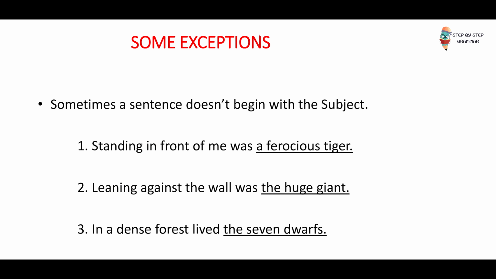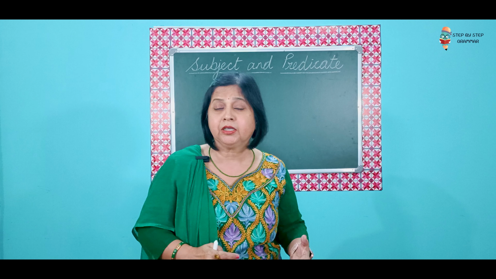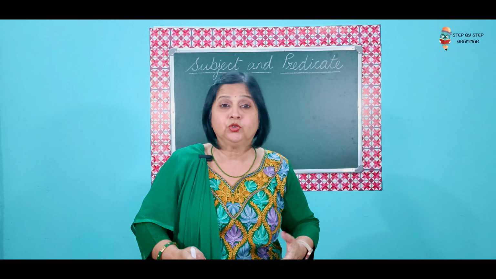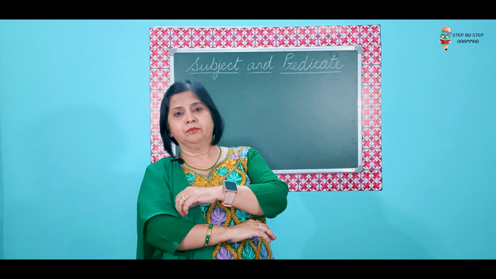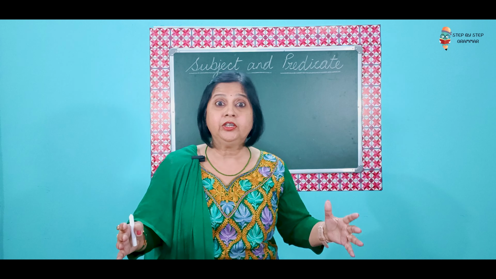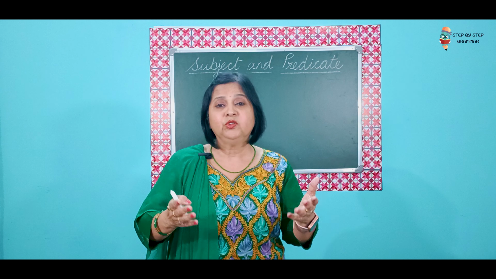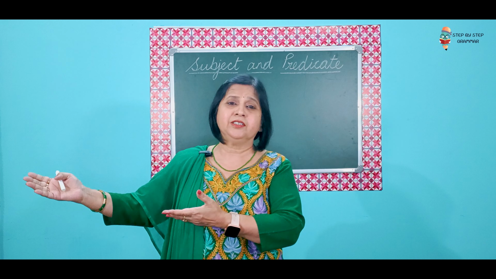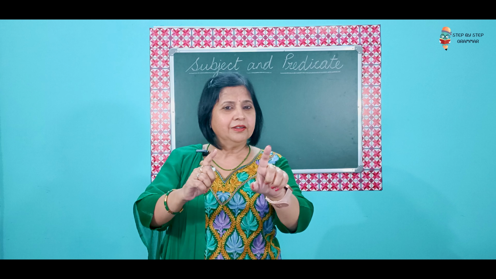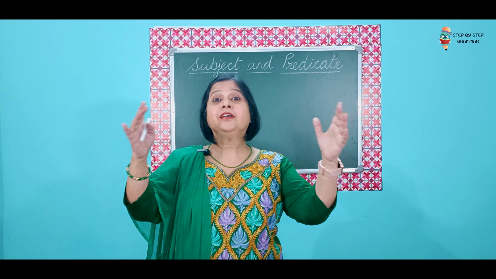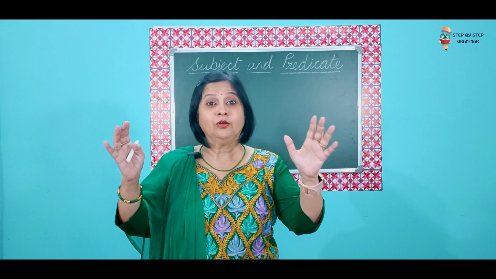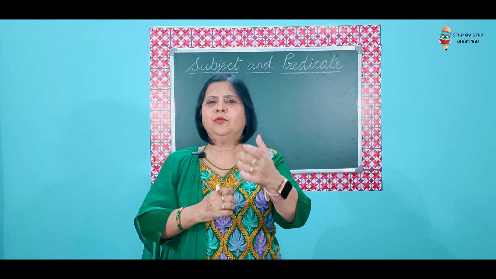Now, the next sentence. Leaning against the wall was the huge giant. Again, we are trying to make this a little dramatic. Leaning, you're telling a story that leaning means bending this way, taking the support. Leaning against the wall was the huge giant. You could have simply said the huge giant was leaning against the wall. But you can see the difference. When you say that leaning against the wall was the huge giant, it sounds more dramatic and you're adding a little more excitement to your story.